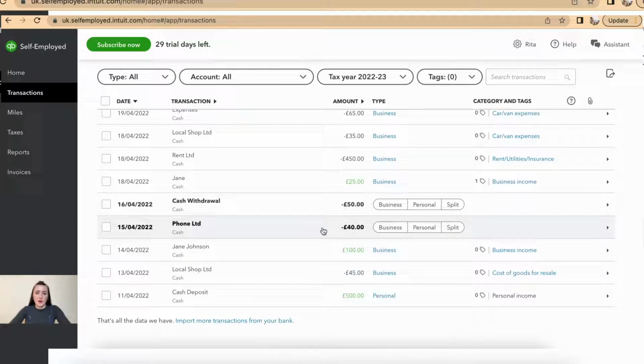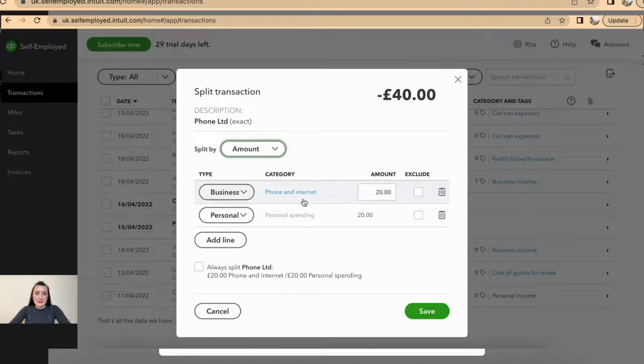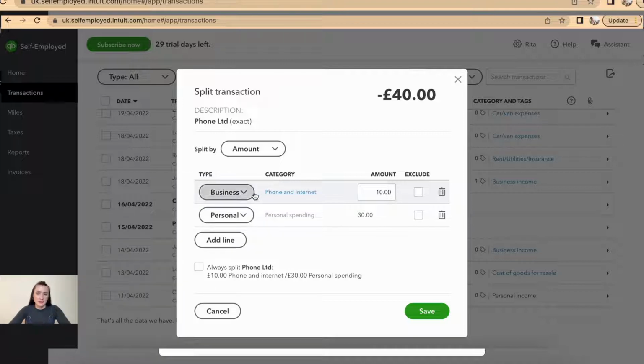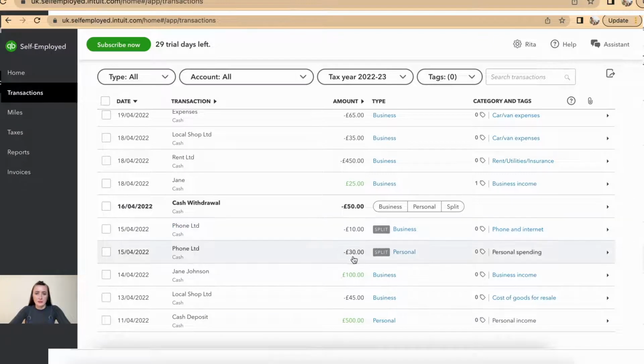Phone is, I will say, a split. And in this case, I would say that phone and internet for business relates as 10 and personal use is 30. And category, I can still change if I wish to, but it is phone and internet. And click save. So now the £40 transaction has been split between business and personal.